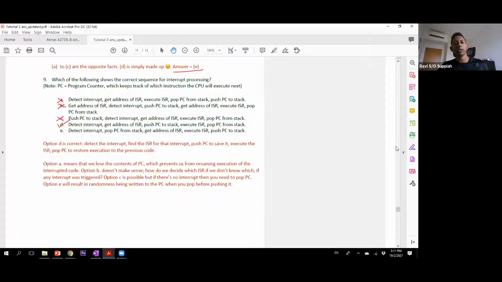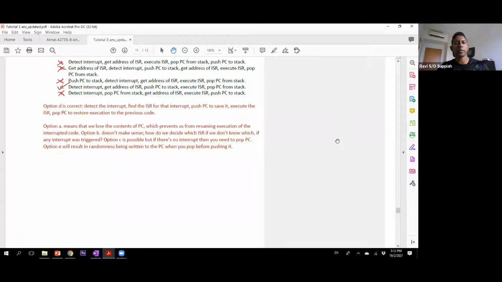Inside the interrupt vector table is where you store the addresses of all the various interrupt service routines. Once you get the ISR address, you push your current PC onto the stack, then jump to the ISR and start executing it. When you finish, you pop the PC from the stack. In part E, you detect interrupt and then pop PC from the stack. Again, this doesn't make sense, because you only pop the PC from the stack after you finish the ISR. So this is not true. The correct option here is option D, based on the sequence that we know of what happens when you detect an interrupt.